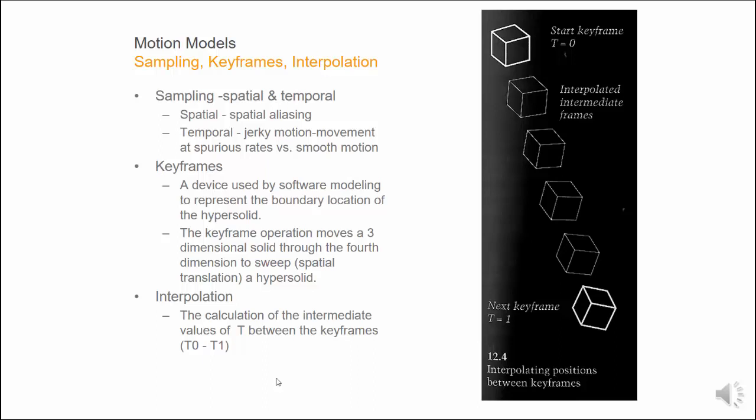We can communicate, let's say, the boundary location of that solid object with a series of keyframes. A keyframe locks the location or the boundary location of that object at that particular time interval. It's the interpolation between the number of keyframes that actually generates the motion of the object itself.